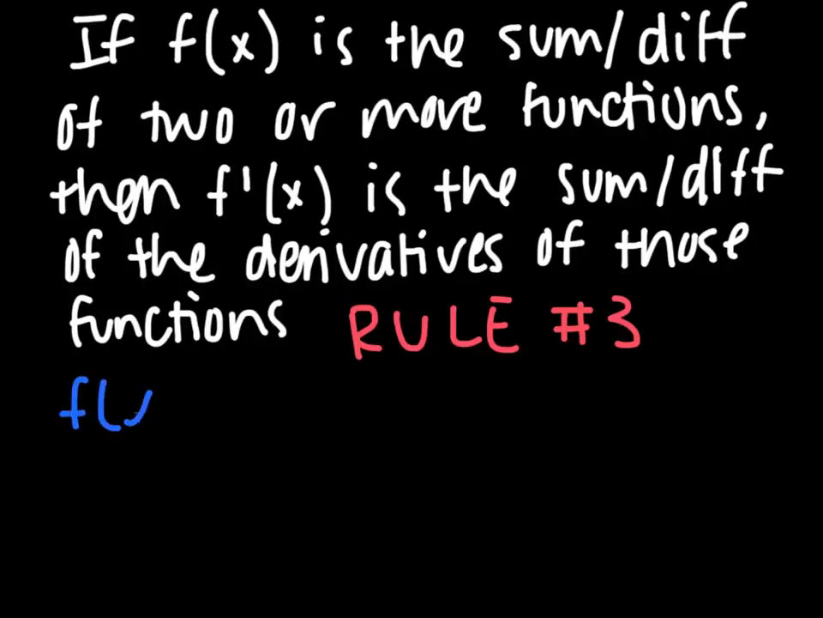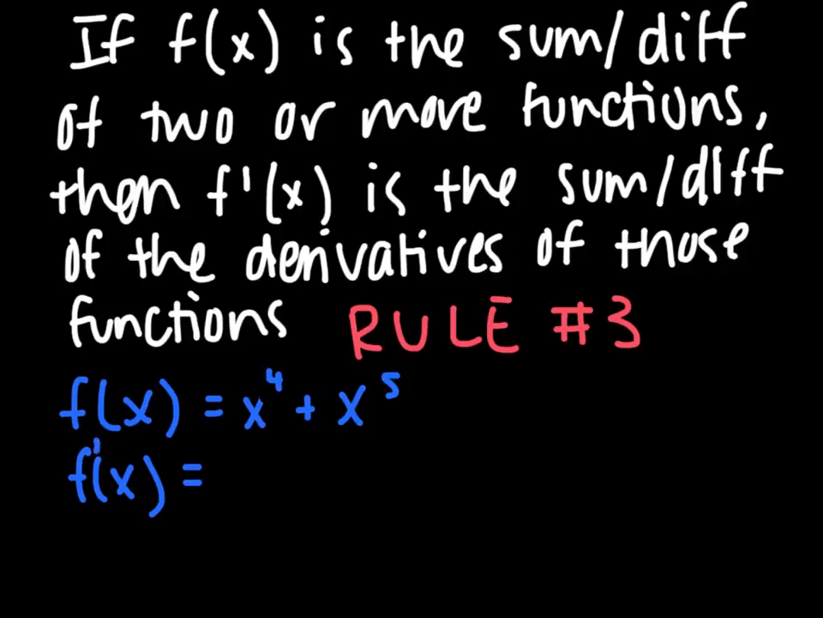If f of x equals x cubed plus, I don't want to use the same example as Mr. Vandershe. If f of x equals, let's say, x to the fourth plus x to the fifth, then the derivative of f of x, or f prime of x, is the same thing as the derivative of x to the fourth, which is 4x to the third, plus the derivative of x to the fifth, which is 5x to the fourth. And that would be your final answer for this question.